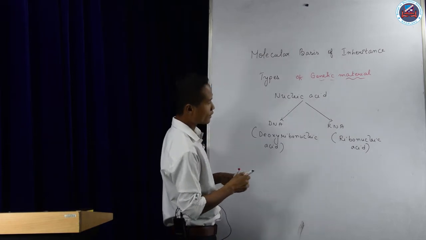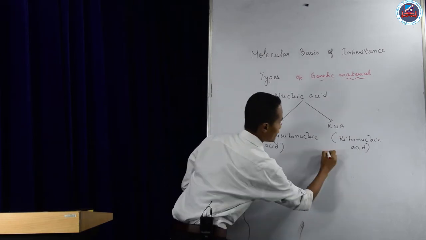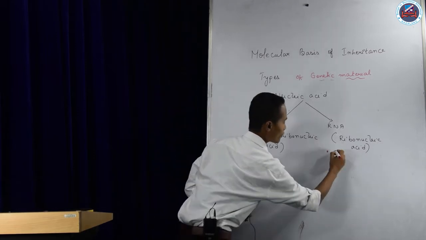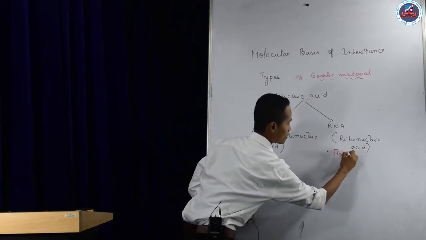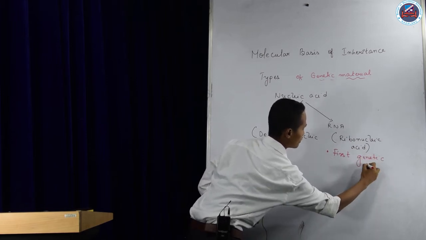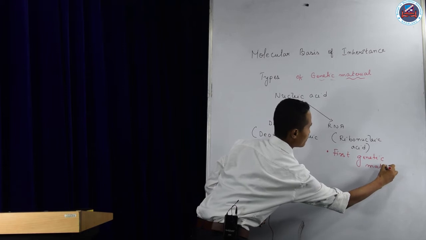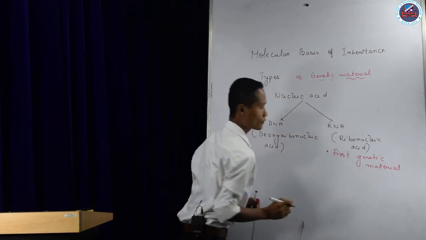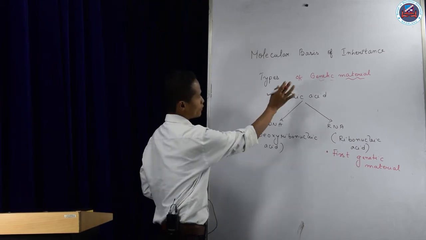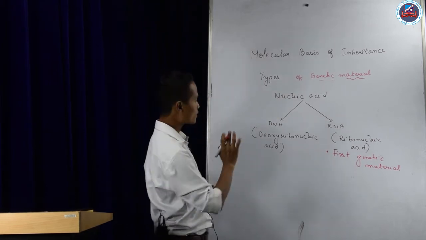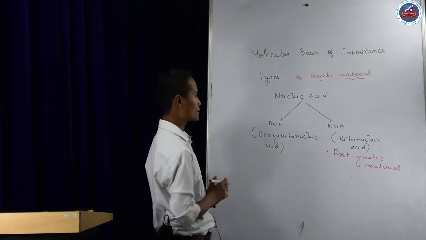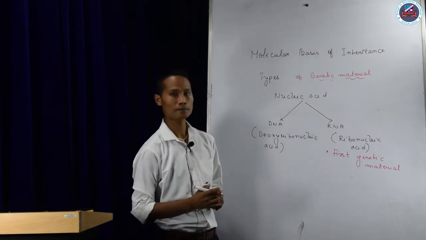One of the important things that I want to tell you is that scientists have discovered that RNA is the first genetic material. RNA is the first genetic material. Since we are talking about the genetic material, the most stable one is our DNA. I'm going to prove why it is DNA rather than RNA.